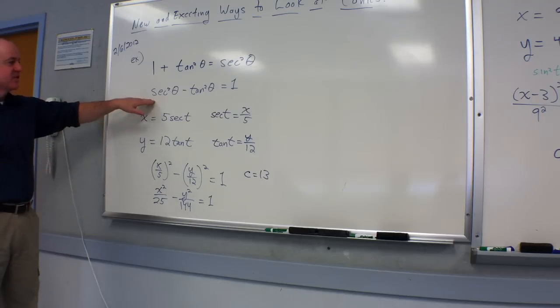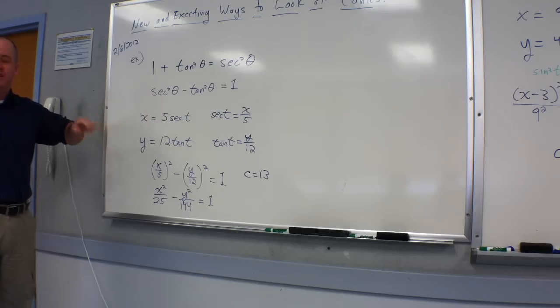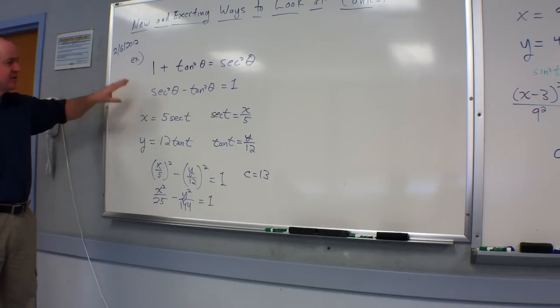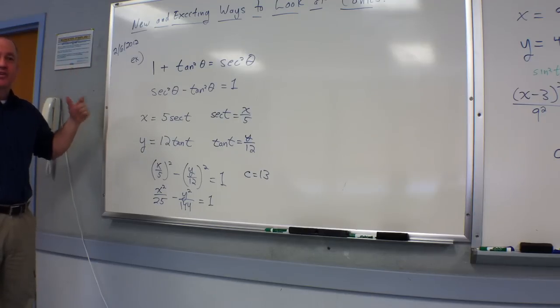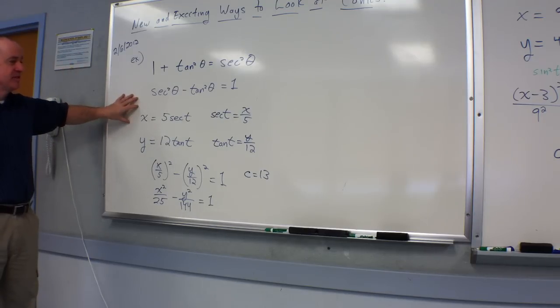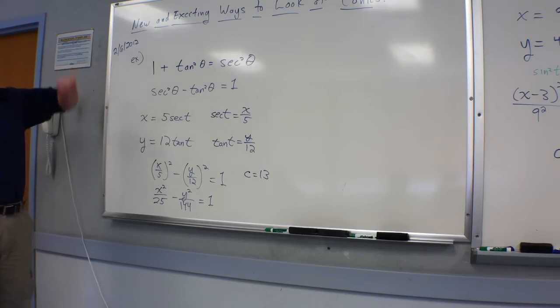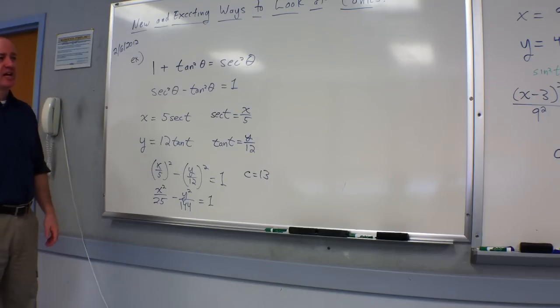So this identity is the one that lets you recognize a hyperbola. Don't try to get too creative with these. Don't try to solve for t. If you see a mix of secants and tangents or sines and cosines, you're either looking at a hyperbola if it's secants and tangents, or an ellipse if it's sines and cosines.